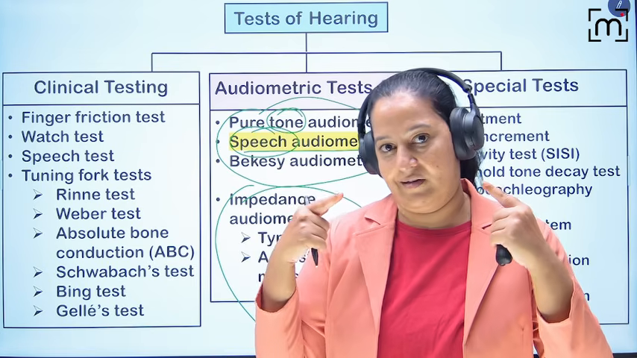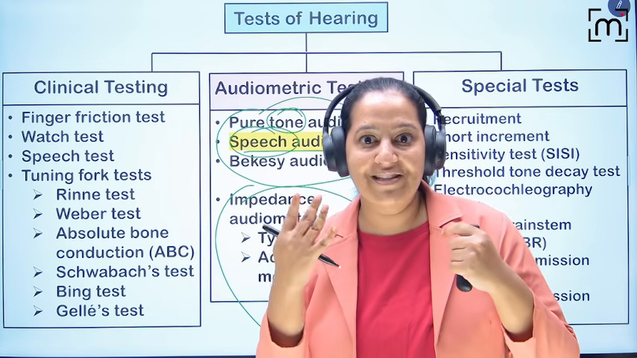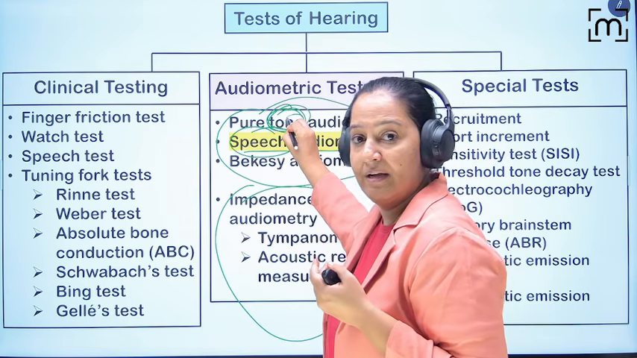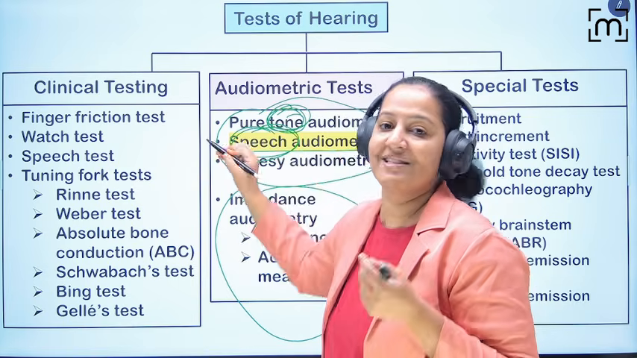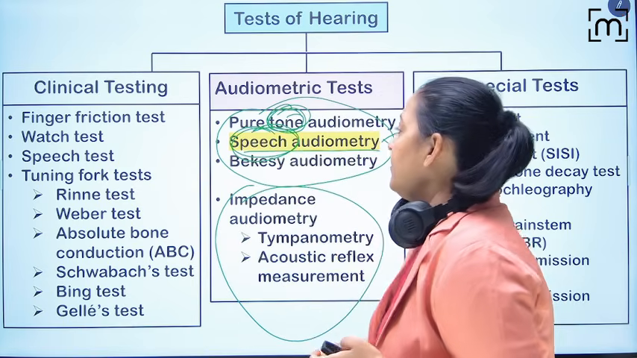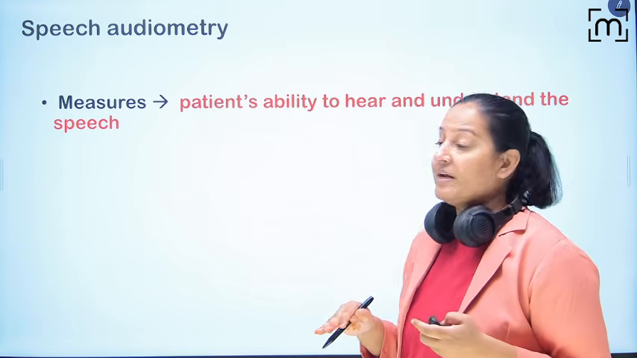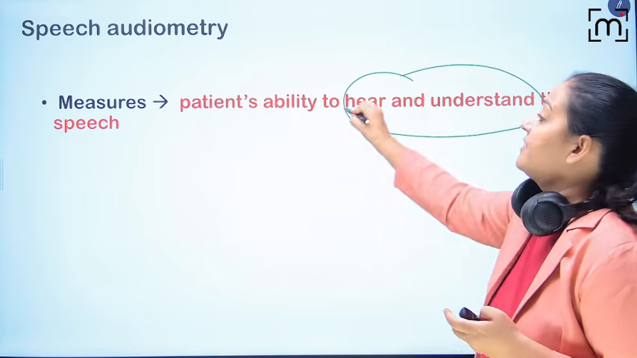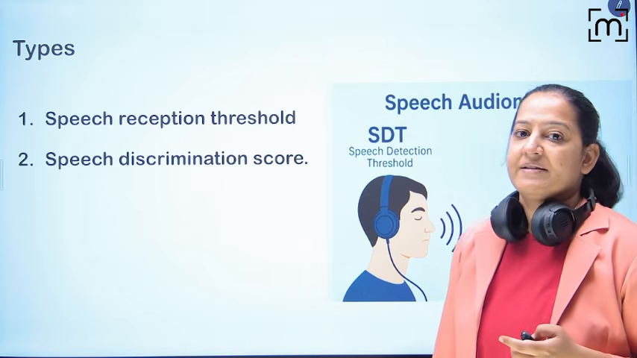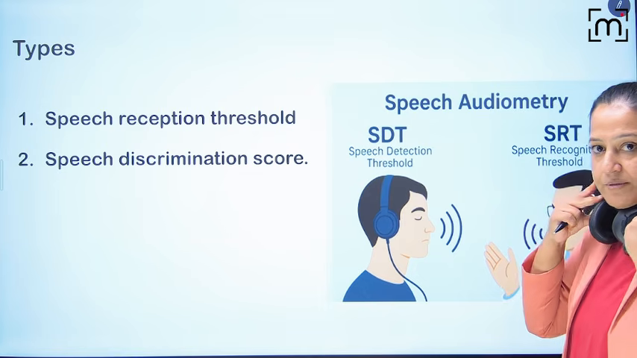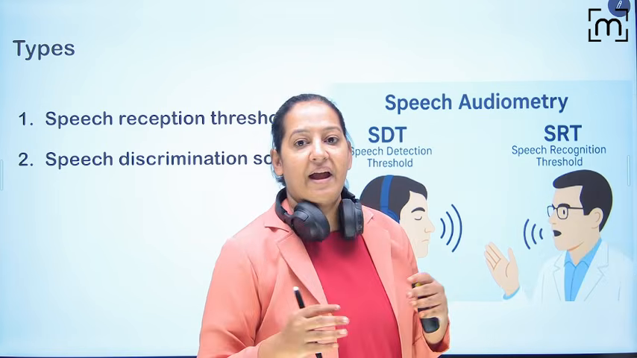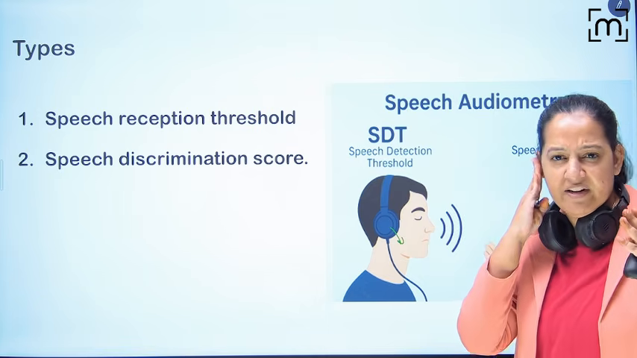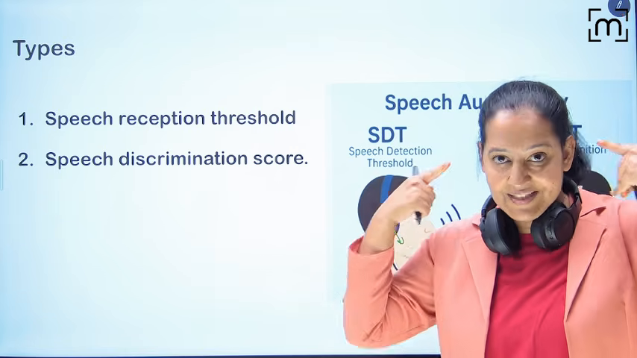It is not only about hearing. If someone can hear but can't understand the speech, the person is still effectively deaf. So it is about hearing and understanding the speech. You are getting my point? Yes or no? So in speech audiometry, we judge the patient's ability to hear and understand speech. We put the headphones on the patient, and certain words are played one by one in the ear. Once in this ear, then in this ear, not simultaneously.